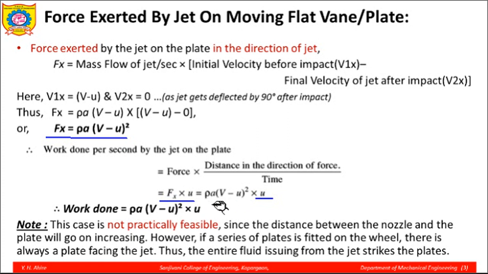This is a very simple formula from mechanics. So rho A (V minus U) squared into U. This is the formula of work done by the force on the plate. The unit of this will be Newton meter. The unit of force is Newton, so therefore the unit of work done is Newton meter.